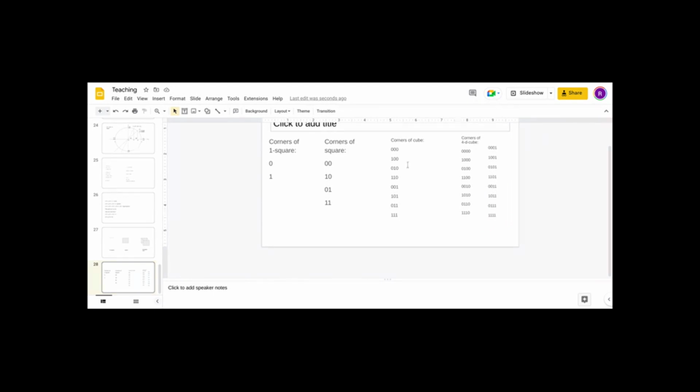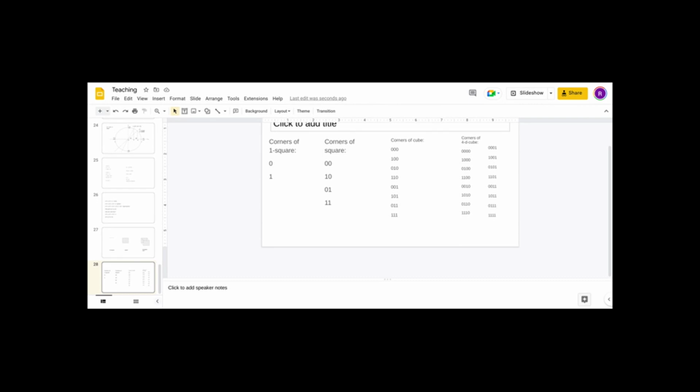And this way, even though a 4-dimensional cube cannot exist in this world, mathematically it can exist. So we can talk about the corners, we can talk about distance between corners, we can even talk about the volume. It won't be 3-dimensional volume, just as a square has area, right?